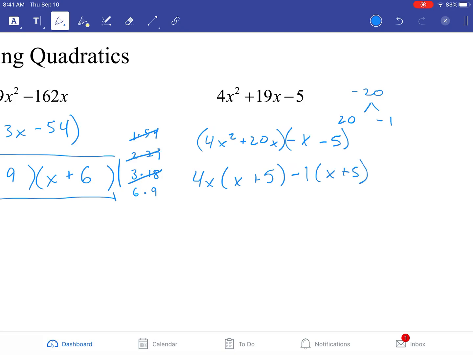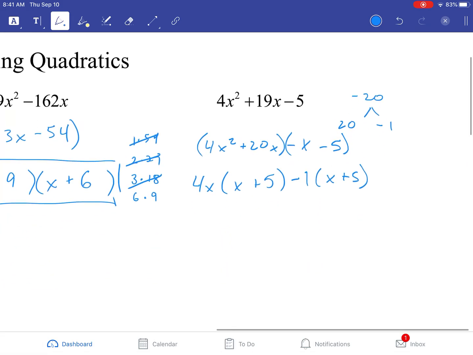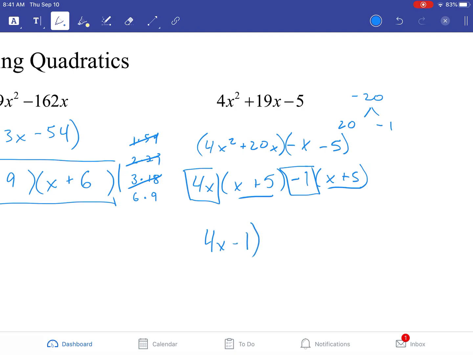Now in this type of problem, you know you're on the right track if this and this parentheses are both the same thing. If they are, then you're probably doing it right. If they're not, you've done something wrong. So now we take the parts on the outside, the 4x and the minus 1, and those become a set of parentheses. And the x plus 5 is their own set of parentheses, and now we have factored it.